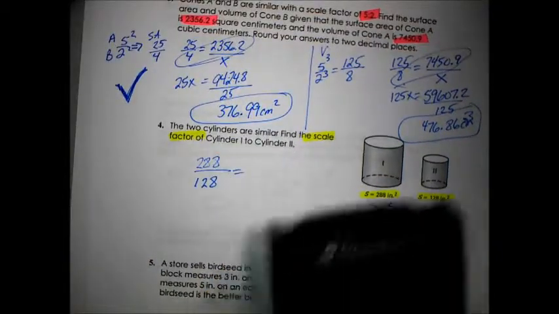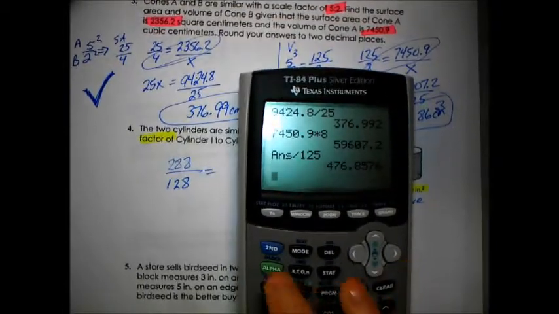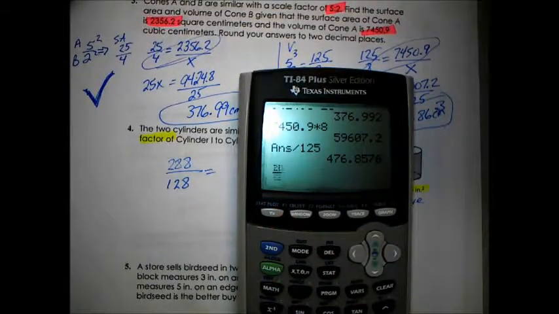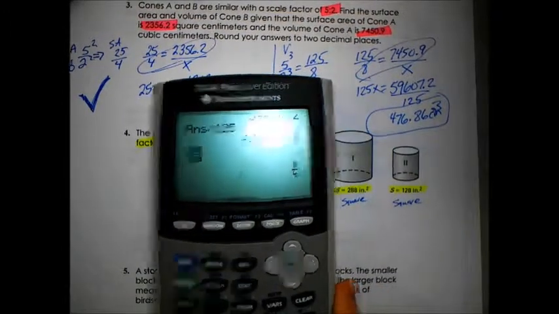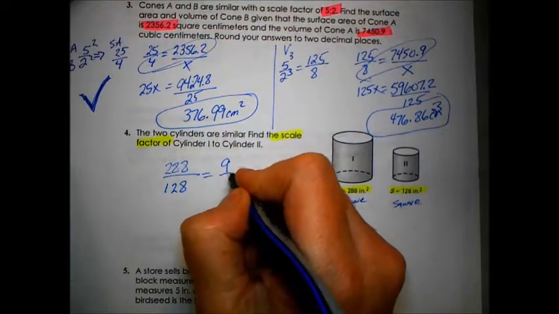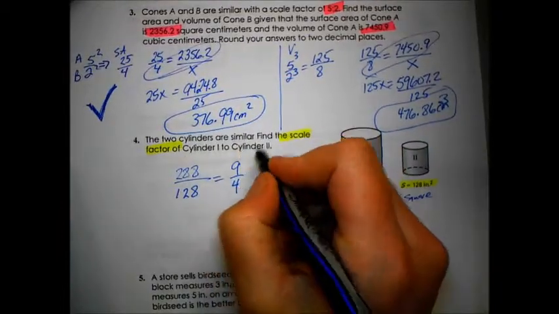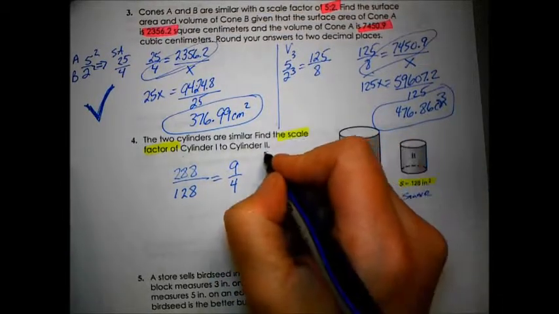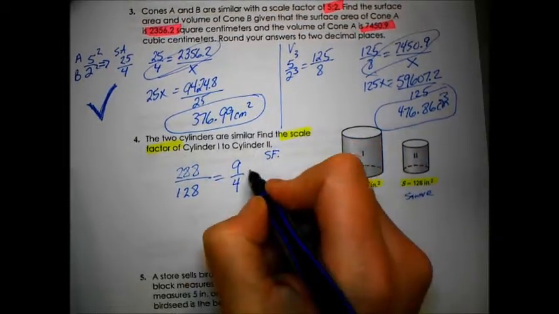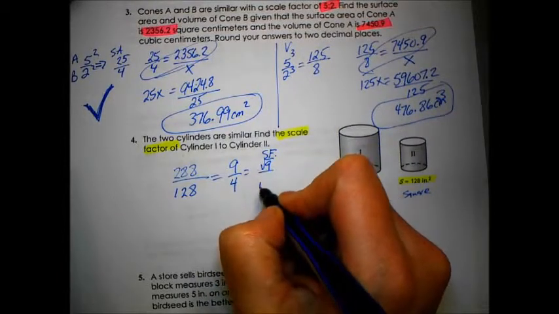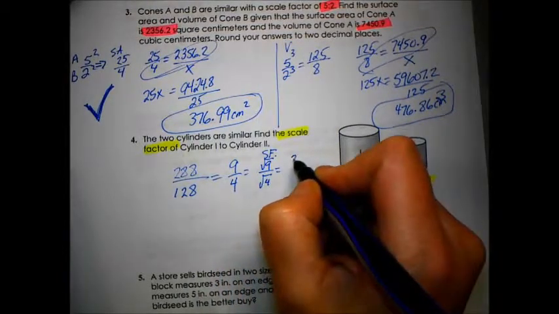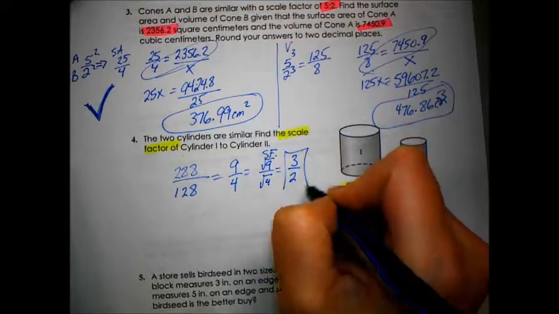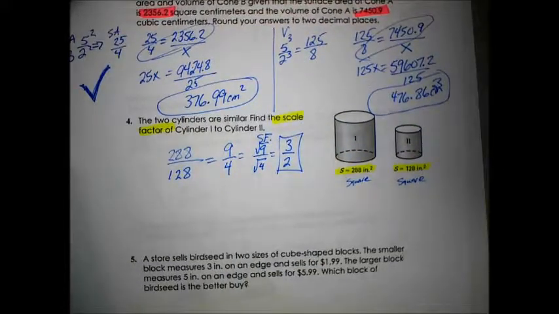and I want to first reduce. See if I can reduce this. So I'm going to do 288 over 128, and that reduces to 9/4. And now to get to my scale factor, I'm going to take the square root of 9 and the square root of 4 to come out with 3 over 2. And that represents your scale factor.